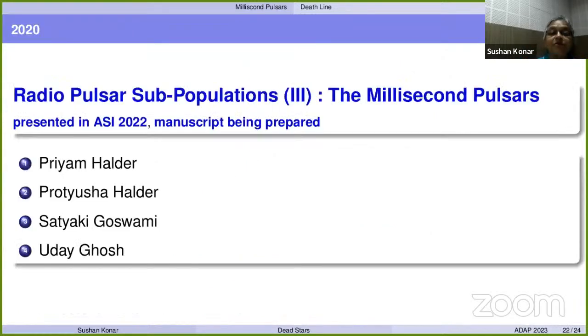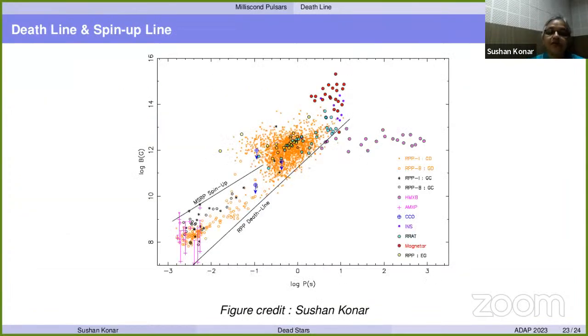These people have been looking at these subclasses and the properties for some time, and we are hoping that the paper would come out soon. I mean, we'll be able to submit it soon. They presented it in ASI 2022, that's last year, but we are still getting everything correct.